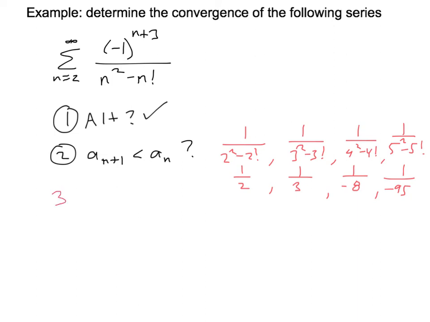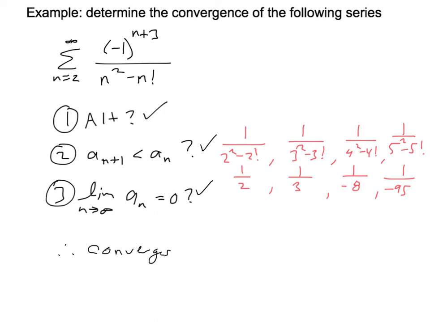For the third part, do we have the limit as n approaches infinity of a sub n equal to 0? This one, again, is pretty clear. Also, based on what we showed here, as we plug in larger and larger values for n, these terms are definitely tending towards 0. So the second step is true, the third step is true, therefore this thing converges by the alternating series test.